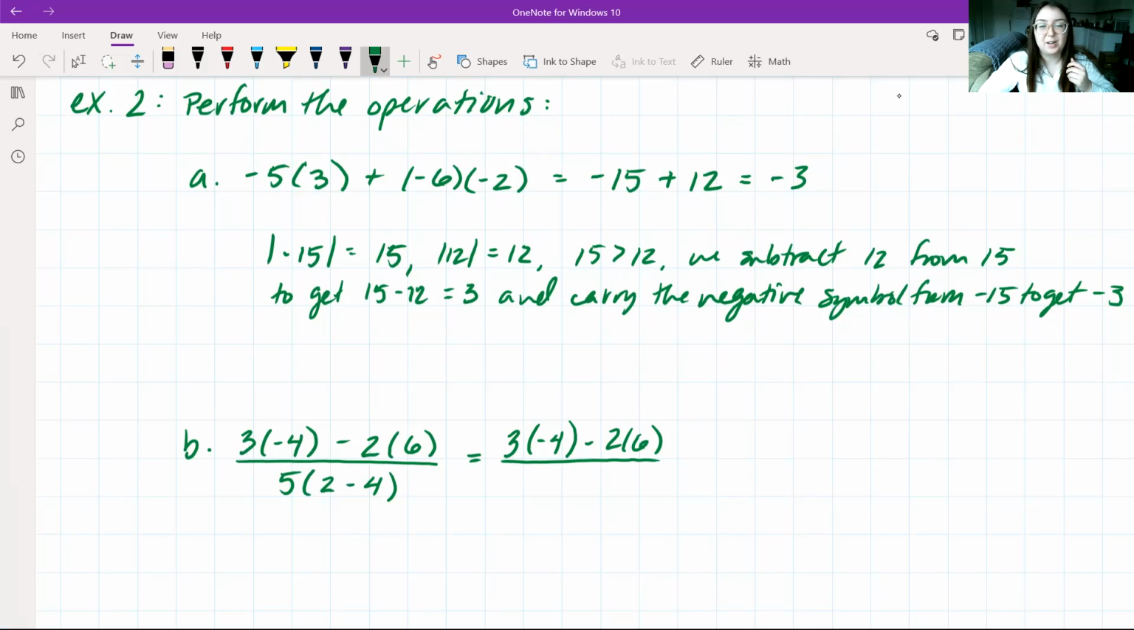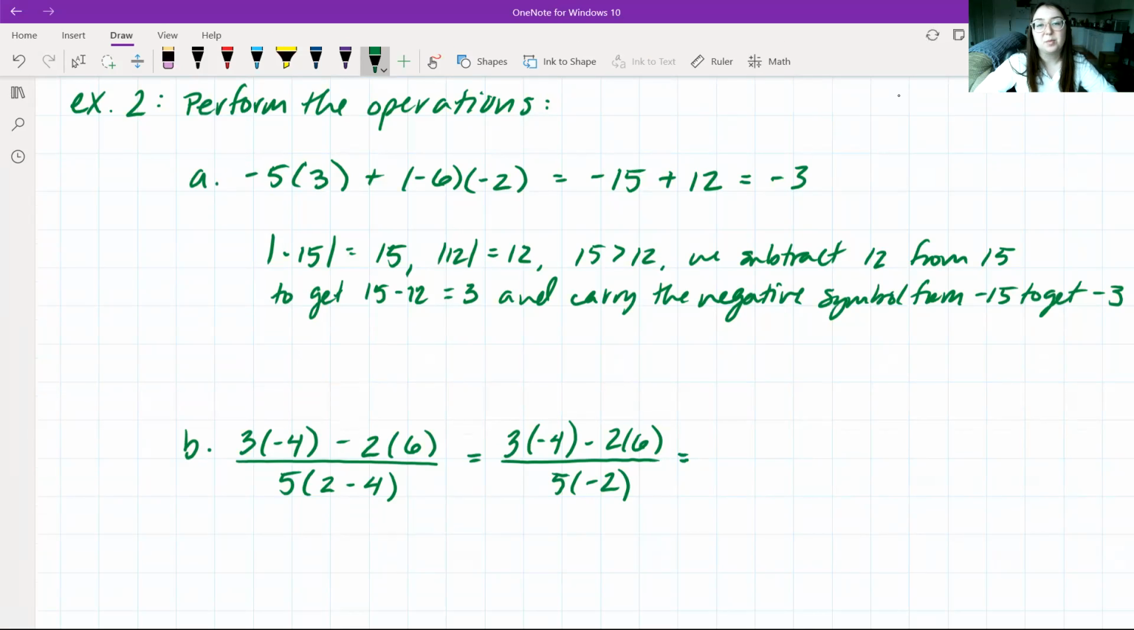So the absolute value of -4 is just +4. The absolute value of 2 is 2. Since we have 4 and 2, 4 is greater than 2, so we end up subtracting 2 from 4 to end up getting 4 minus 2, which is 2. And since the absolute value of 4 was larger, but our original number was -4, we carry that negative in order to get -2. So our denominator here is going to become 5 times -2. So now we can continue.